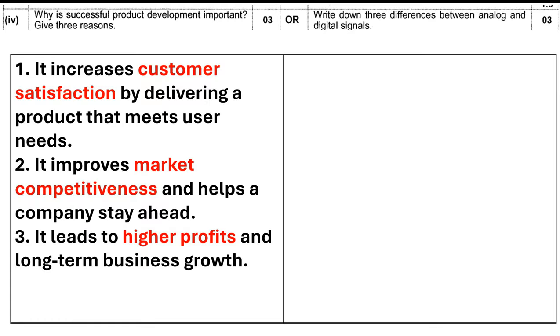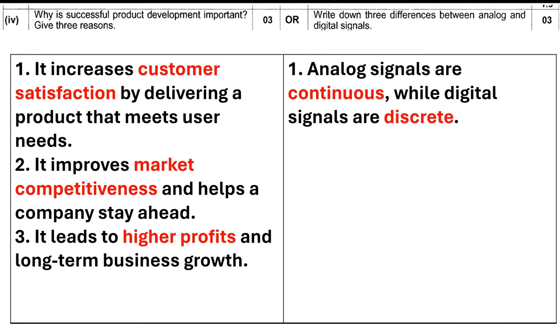Next question. Write three differences between analog and digital signals. The differences are: analog signals are continuous. They do not stay at a single state, while digital signals are discrete, showing one value at a time.